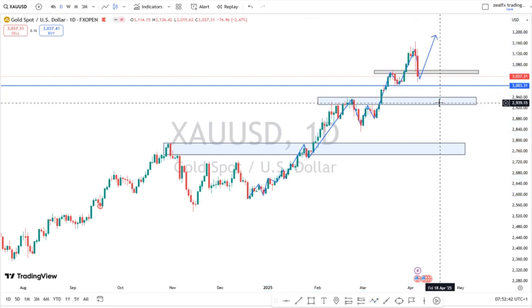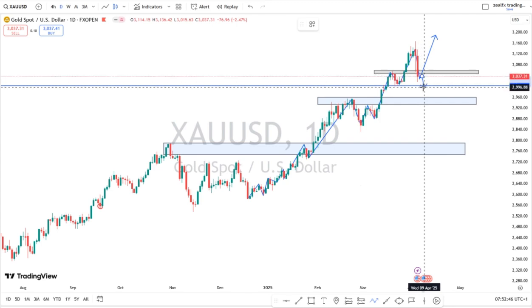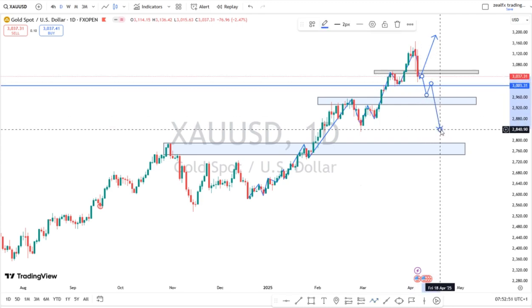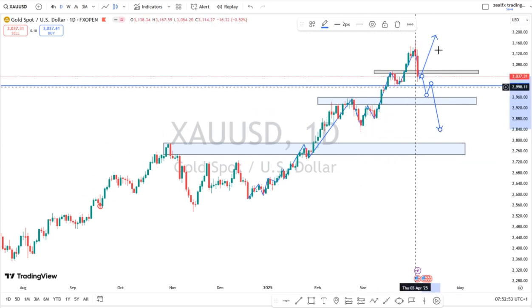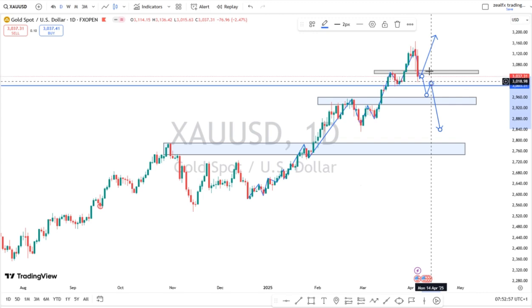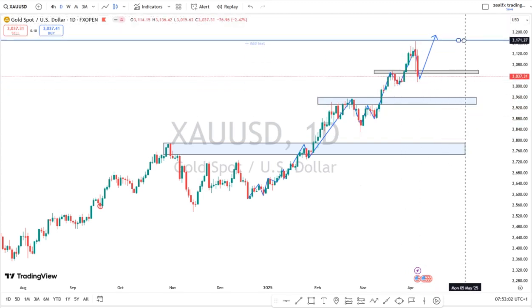Then our selling scenario for gold USD, we're expecting price to break below this level. So gold USD must break below this level before we start looking for a selling scenario. So long as price still has this uptrend structure, we're looking for buying opportunities on the gold USD. So we're buying gold USD to this resistance level.